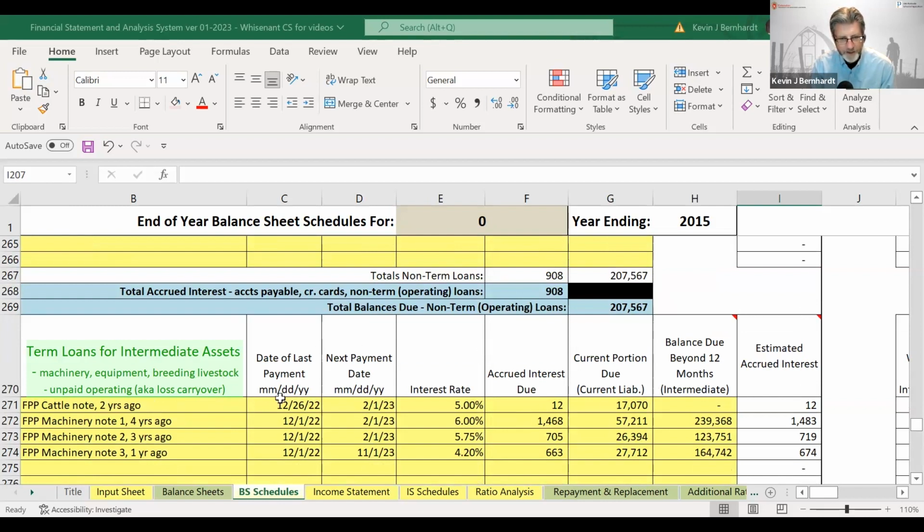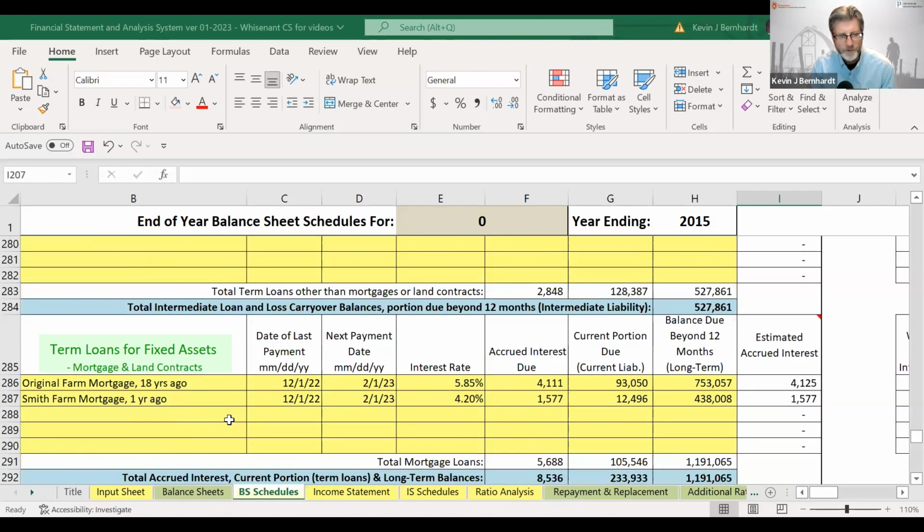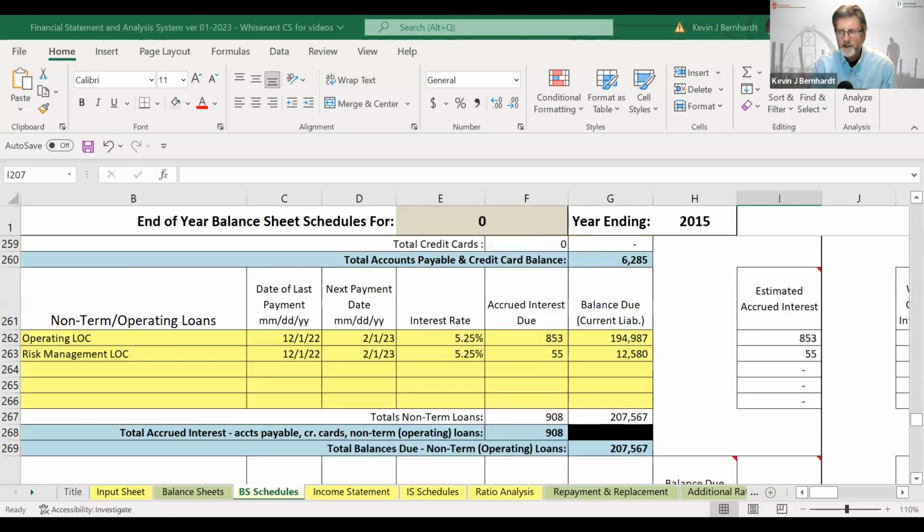And you'll notice in this section, if you scroll over to the right side, there's a current portion that's due of those intermediate loans, and there's the balance that's due beyond 12 months. We'll explain that more later. And then there's a final section for term loans for fixed assets, and these are primarily a place to record your mortgages and your land contracts. And these all add up together for a total of your current liability and intermediate liability and long-term liability sections on your balance sheet. So let's get into an example of each of these.